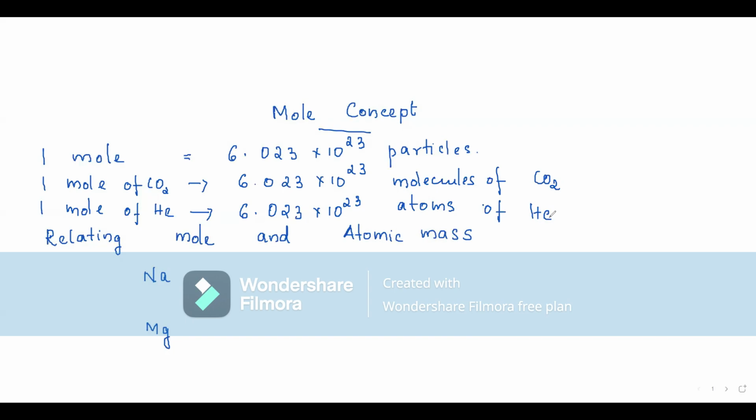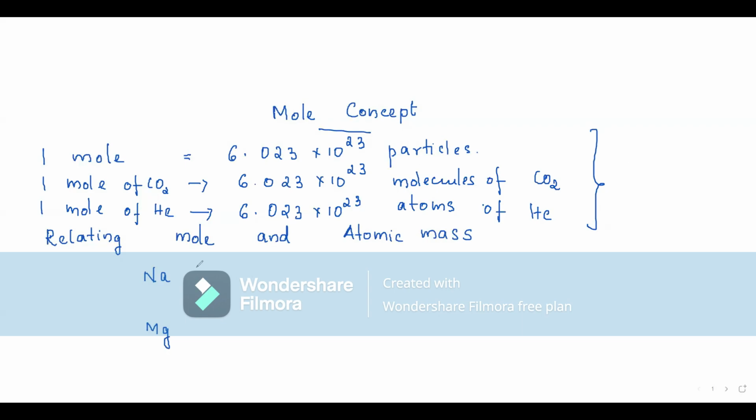Similarly, if you take 1 mole of any ion, say 1 mole of Na plus ion, it will be 6.023 10 to the power 23 ions of Na plus. So that is the meaning of 1 mole. 1 mole represents a particular number.